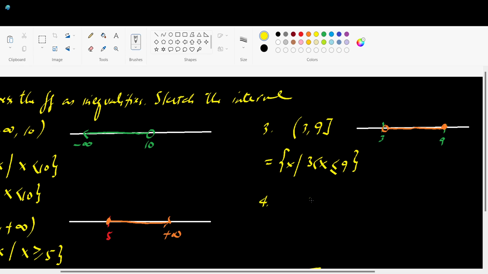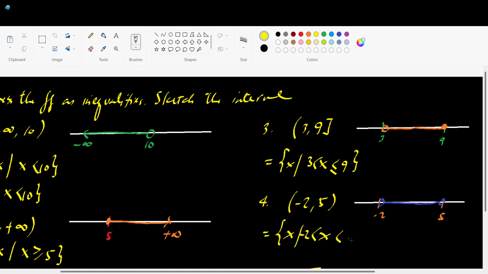Finally, negative 2 to 5. We write down the numbers negative 2 and 5. Open at both ends, so open circles, including the numbers in between. As an inequality, the set of all x's such that x is between negative 2 and 5, exclusive of the endpoints. Right?